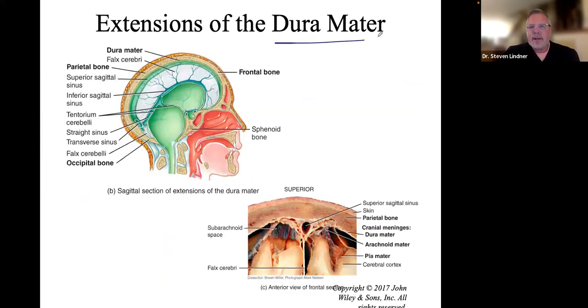The dura mater has quite a few extensions. So the dura mater has lots of different extensions. One of them is called the falx cerebri. Another extension is called the tentorium cerebelli. Here's the falx cerebelli here. So these are all dura mater extensions. The falx cerebri, the tentorium cerebelli, the falx cerebelli, just extensions of dura mater.